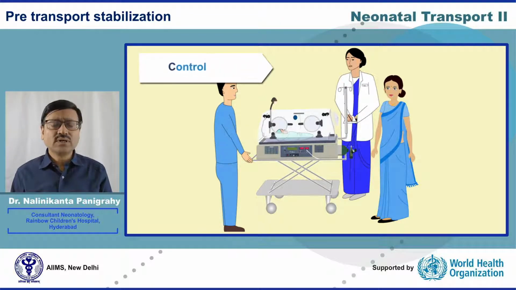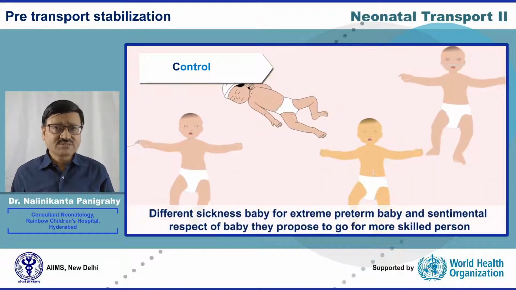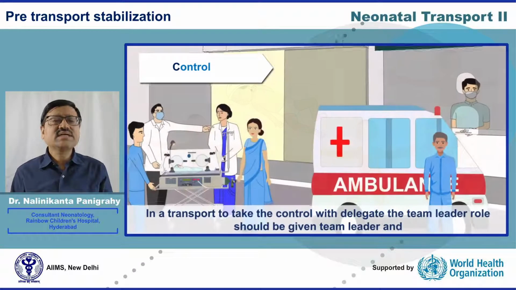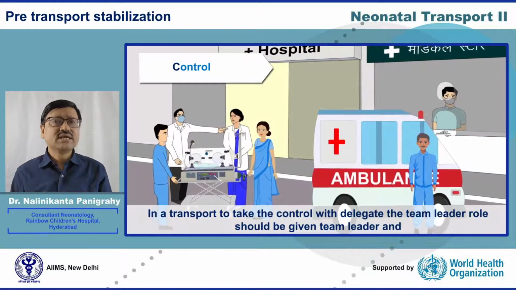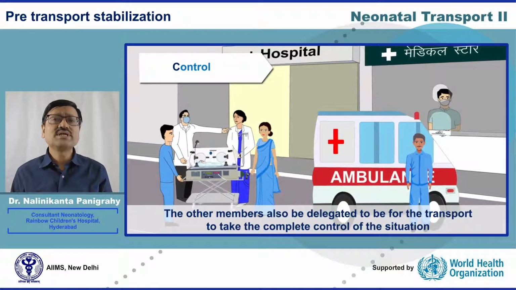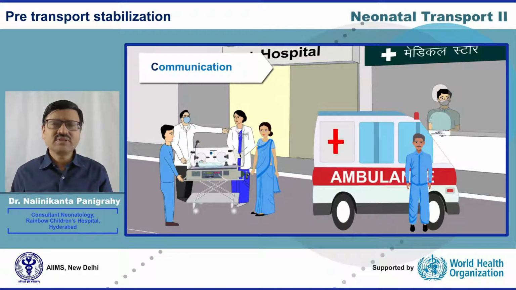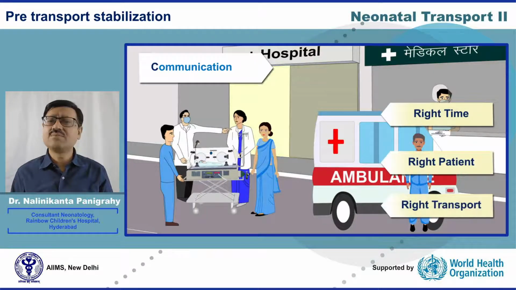Then coming to control. As per the NRP guideline, you will see that in differently sick babies, such as extreme preterm babies and babies with antenatal risk factors, they propose to send more skilled persons in the transport to take control. The team leader role and other members' roles should be delegated before the transport to take complete control of the situation. And the next C will be communication. Communication is key to achieve everything right: right time, right patient, right transport. To achieve that, communication is the key.